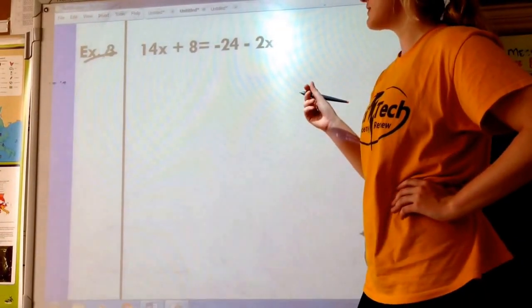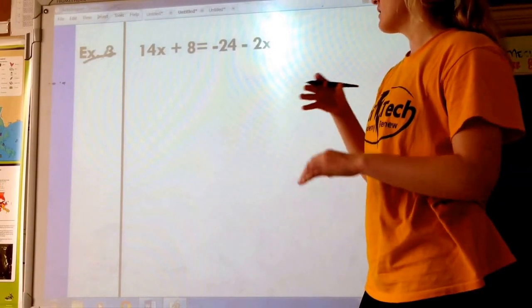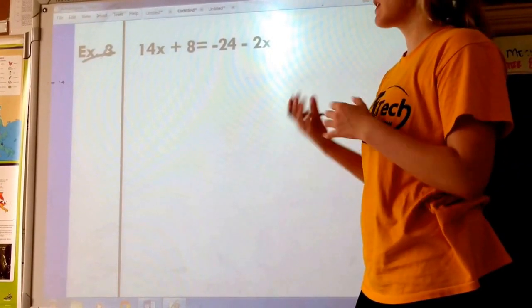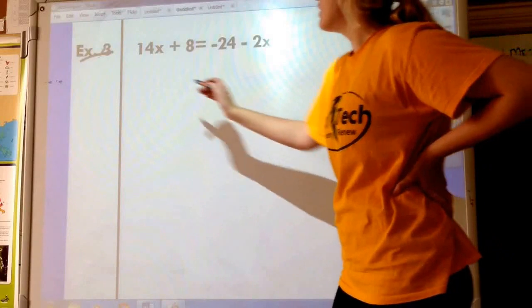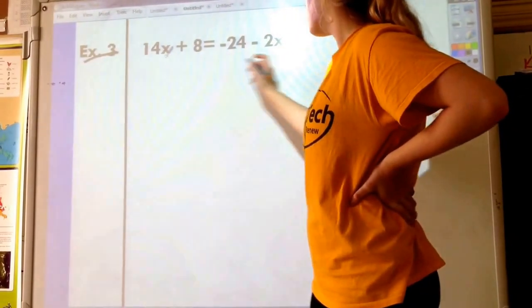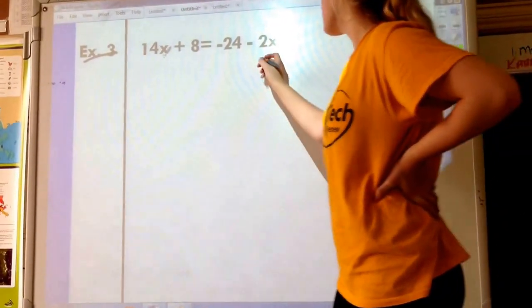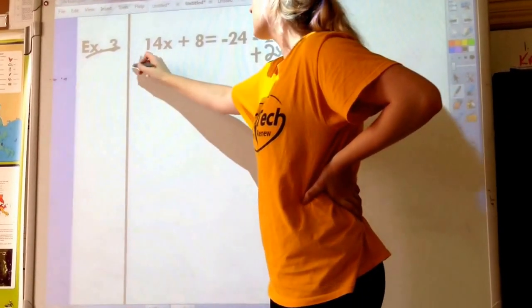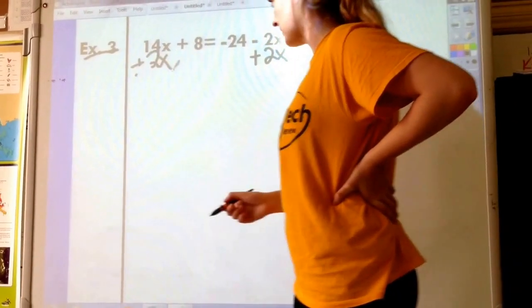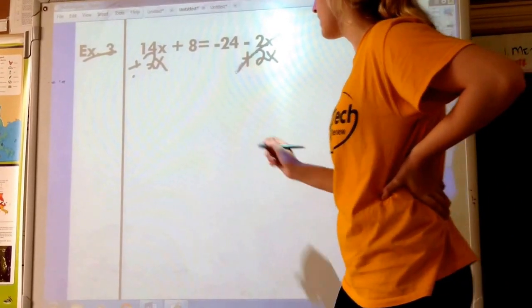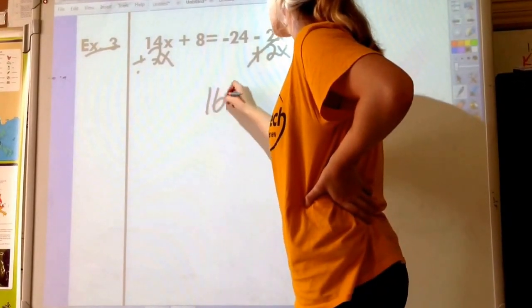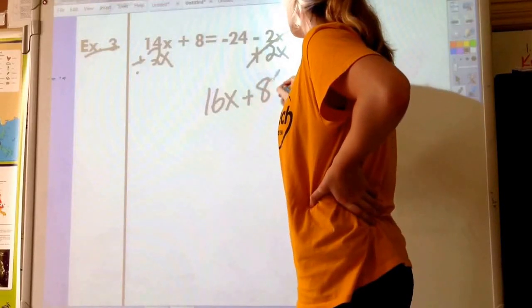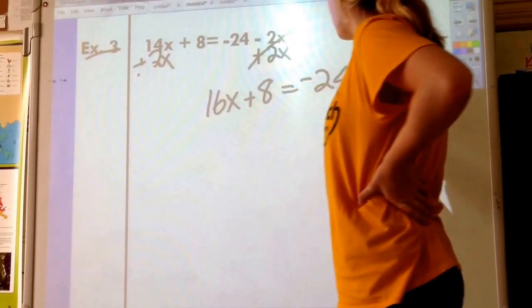So again, my first step is to get the variables all on one side and the constants all on one side. So 14x is on the left side. I'm going to move 2x over to keep it positive. I'm going to add 2x to both sides. All right, my 2x's are going to cancel out. That's going to leave me with 16x plus 8 equals negative 24.